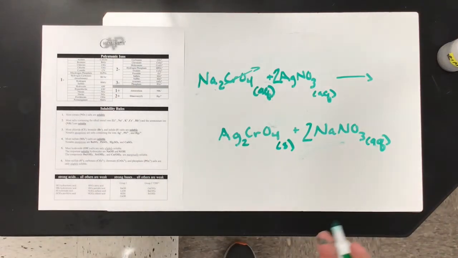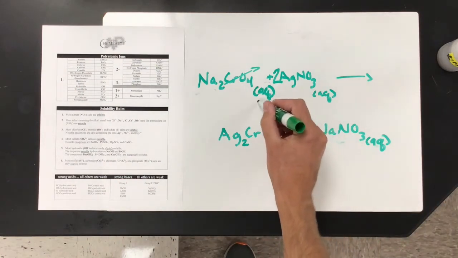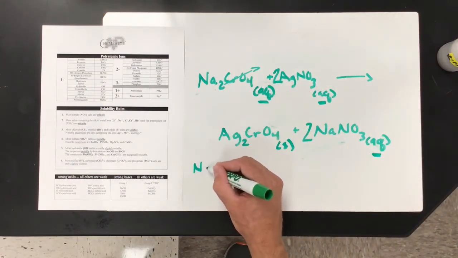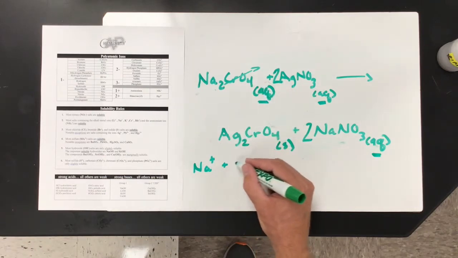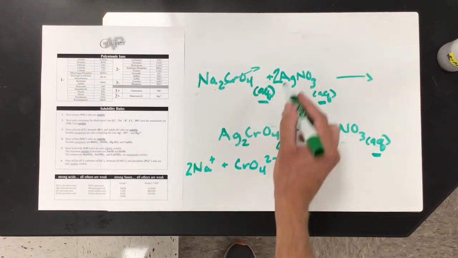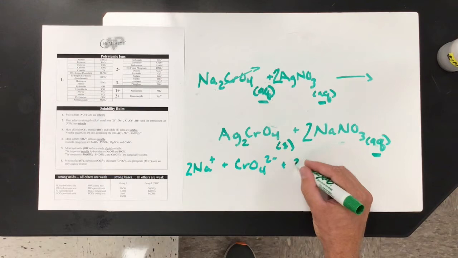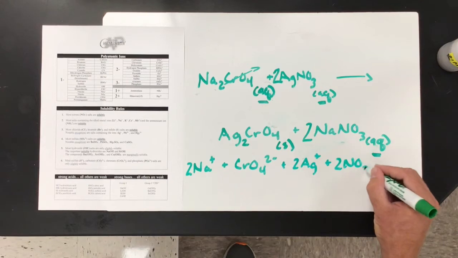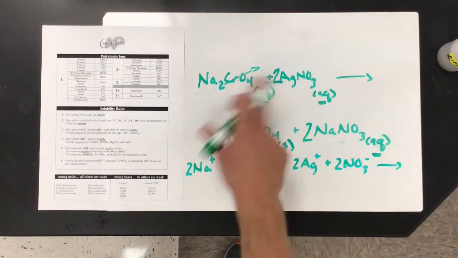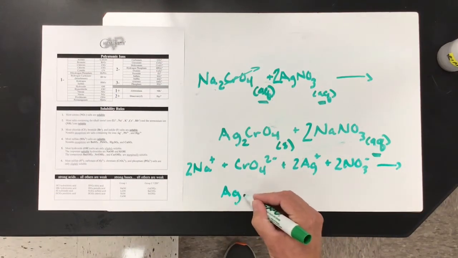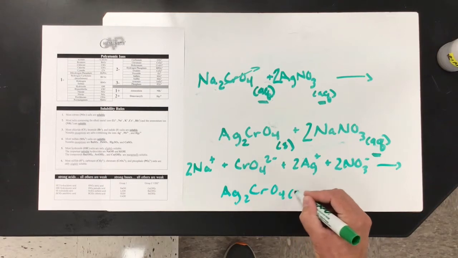Okay, what if I was talking about it in terms of ions and the net ionic equation? So anything with AQ has to be an ion. So I have Na+, I have chromate, and I had 2 of those, so I'm going to put a 2 right away. I have 2 silvers. I have 2 nitrates. So those are my reactants. My products, because that is a solid, that stays together. I'm going to write solid.